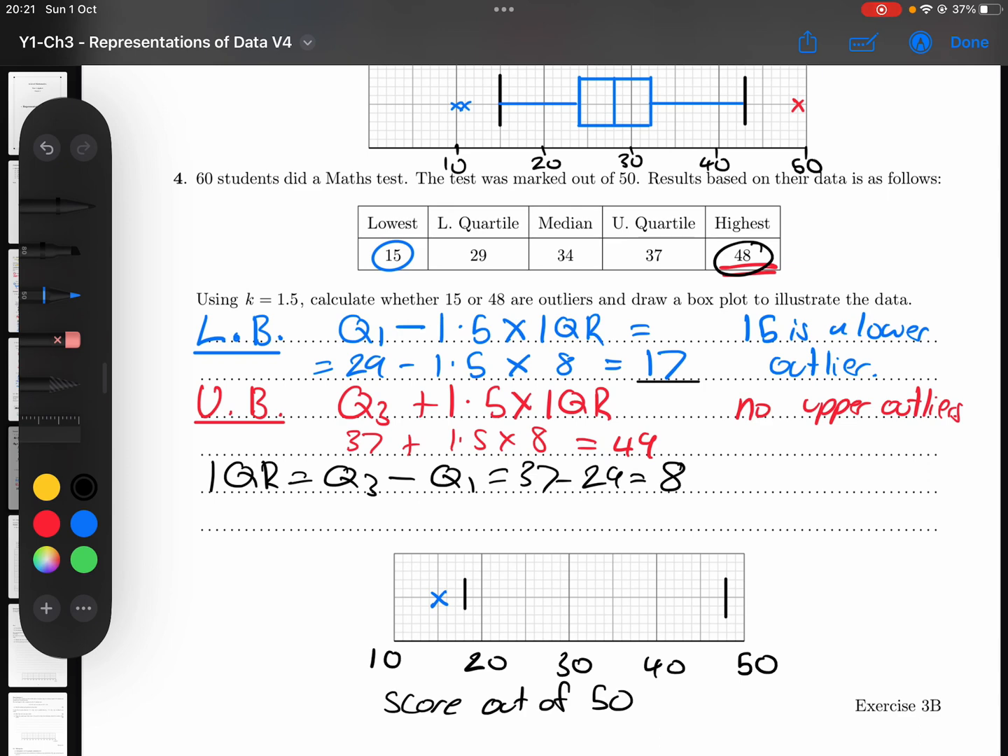And then we need to add in our lower quartile of 29, upper quartile of 37, and the median as 34. And then let's tidy that up as a box plot.